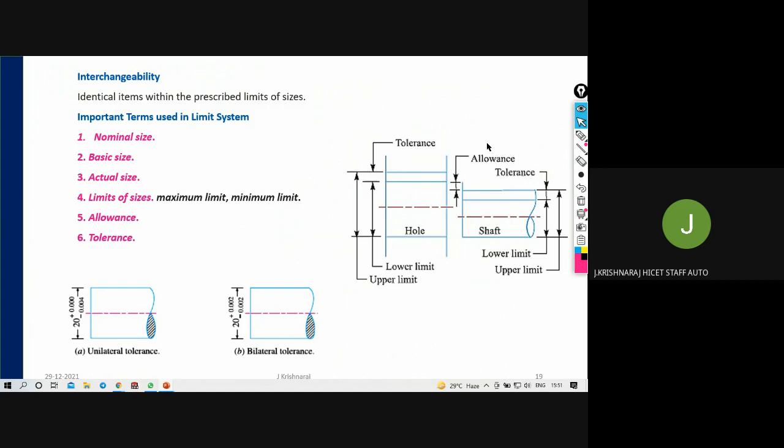Yes, students, you know very well, we cannot produce a component in exact dimensions. For example, if you want to produce a shaft with a 10 mm diameter and 2 meter length, it is not at all possible to produce exactly 10 mm and 2 meters. It will have some deviation from that value. Even with the development of machinery, it is not possible to produce exactly. And in mass production, we are not able to produce exact dimensions for all the components; they will have some variations.